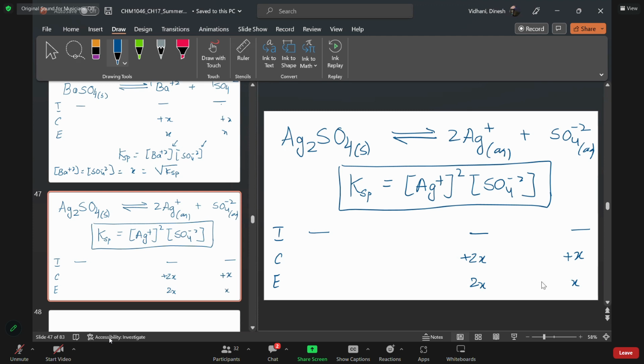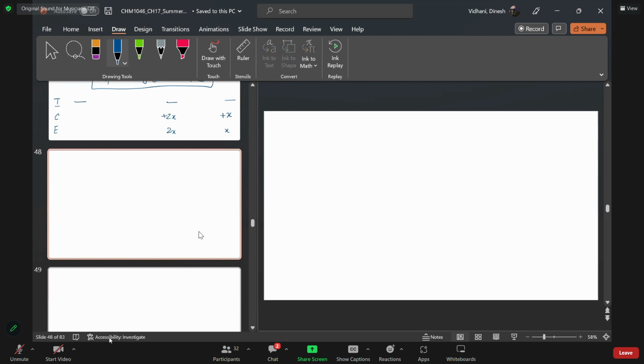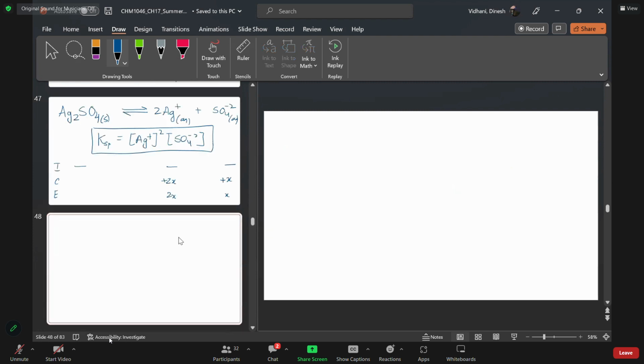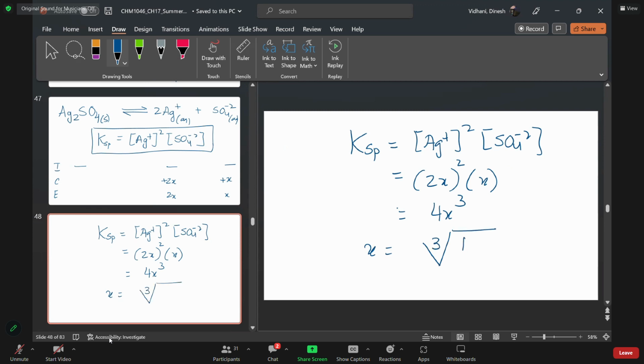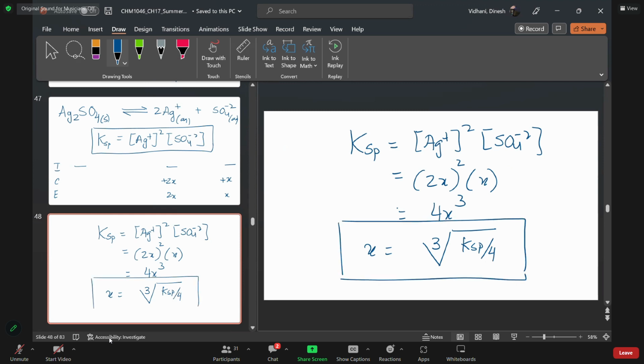If I use this in my KSP equation, see what happens. Okay, so you can see the ICE table in the previous slide. So I can write my KSP, that's equal to silver ions squared times sulfate ions. That's going to be equal to 2X squared times X. This is equal to 4X cubed. In that sense, your X will be the cube root of KSP divided by 4. This is how you derive the equation.